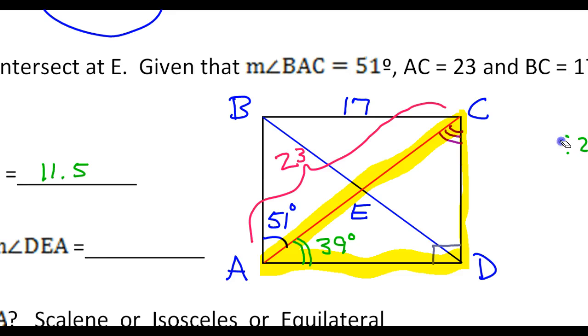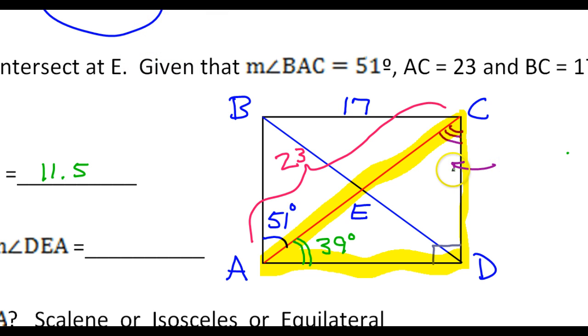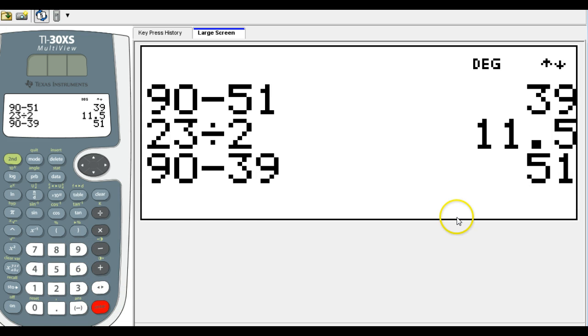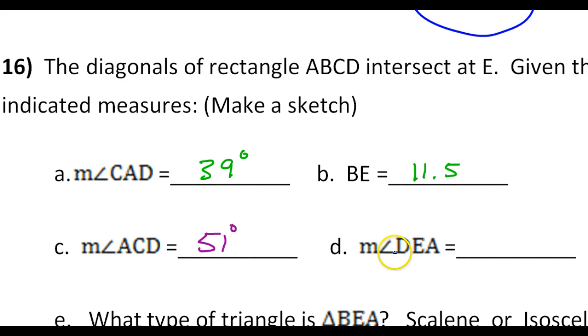So the thing that you could do is either subtract these two from 180, or what I would do if I was going to do it this way at all, I would subtract from 90. So I would do 90 minus 39 to get this angle. Of course that's going to be 51. So either way, you're going to get 51 degrees. Okay, and now we need to find the measure of angle DEA.